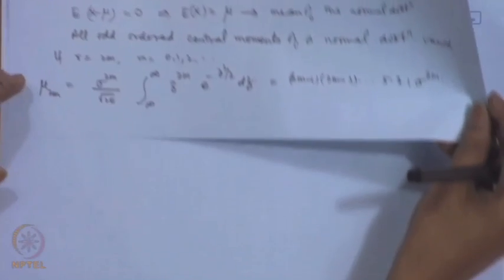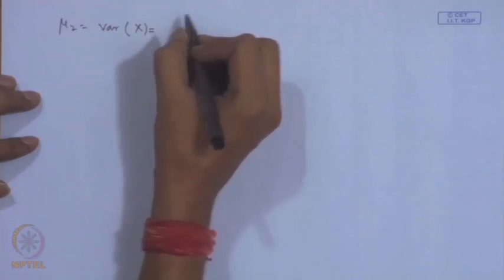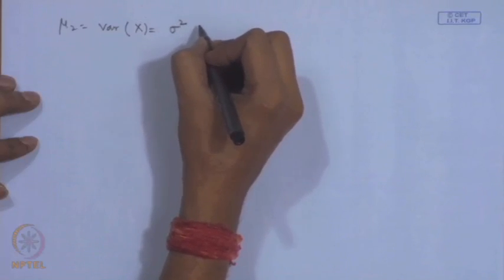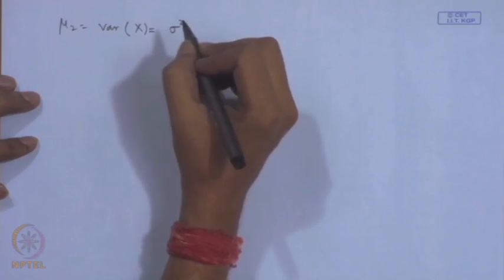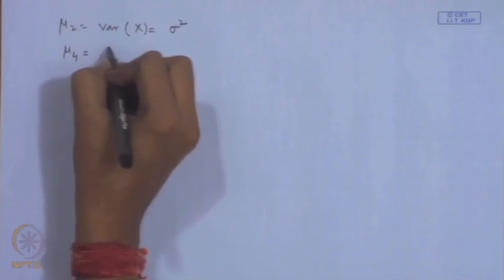In particular, if I substitute m equal to 1, that is mu 2, that is the variance of X, that will be equal to sigma square. So, once again, the parameter sigma square of the normal distribution is actually its variance. The parameters mu and sigma square which we use for specifying the probability density function are actually the mean and variance in the case of the normal distribution. Now, we can also calculate mu 4, which will become equal to 3 sigma to the power 4.